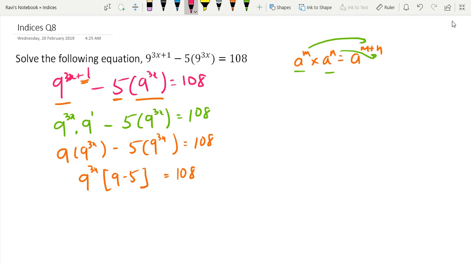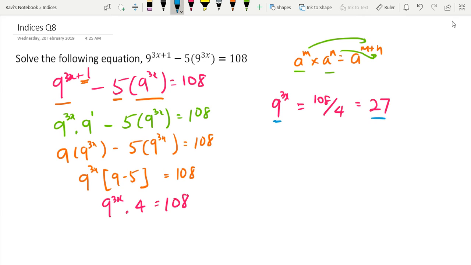And what is the next step? The next step is to say 9^(3x) multiplied by 4 is equal to 108. Okay, and if I bring the 4 over, 9^(3x) is now equal to 108 divided by 4, which is 27. Okay, once I come to this step, it is quite clear that this is a base power 3 and this is also a base power 3. So (3 squared) to the power of 3x is equal to 3 cubed, which is 27.